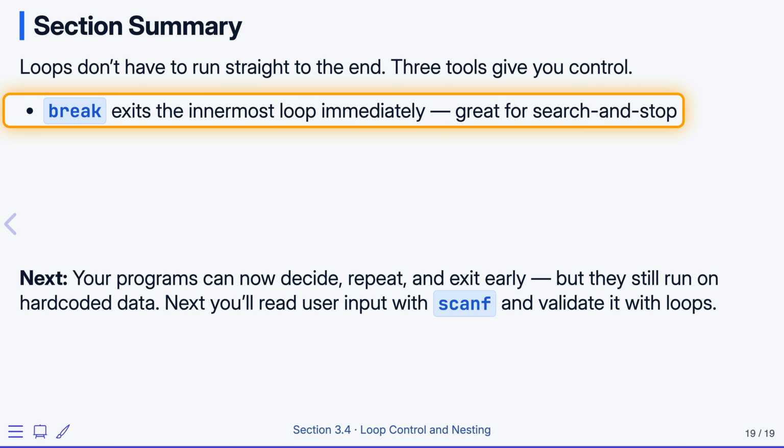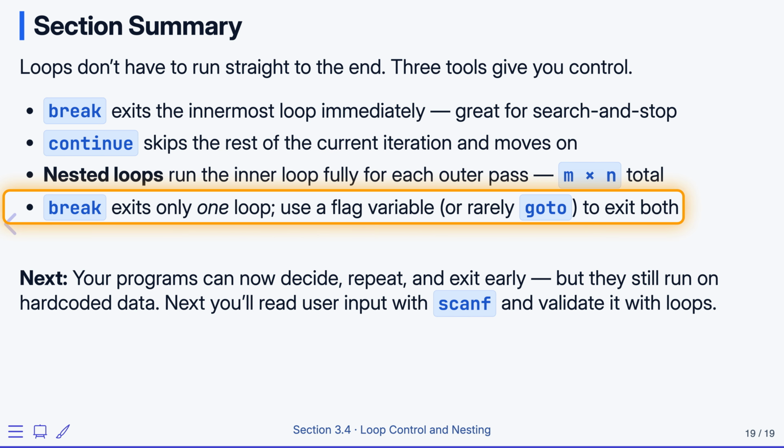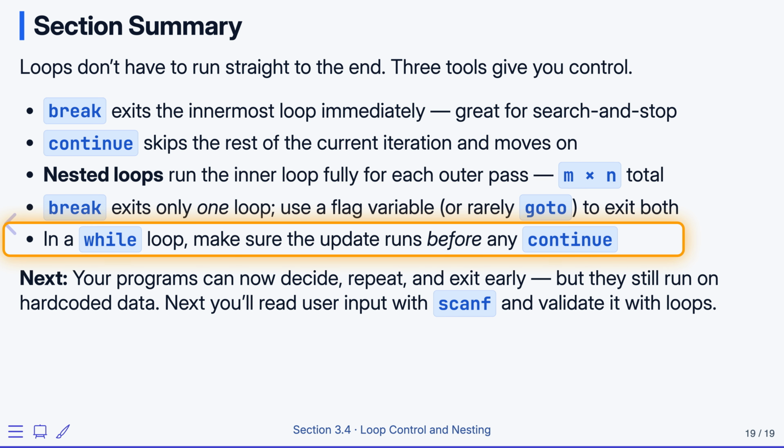Nested loops run the inner loop fully for each pass of the outer loop, giving you m times n passes in total for tables and patterns. Remember, break exits only one loop. To exit both, use a flag variable or in rare cases goto. And in a while loop, always make sure the update runs before any continue, or your program will hang.